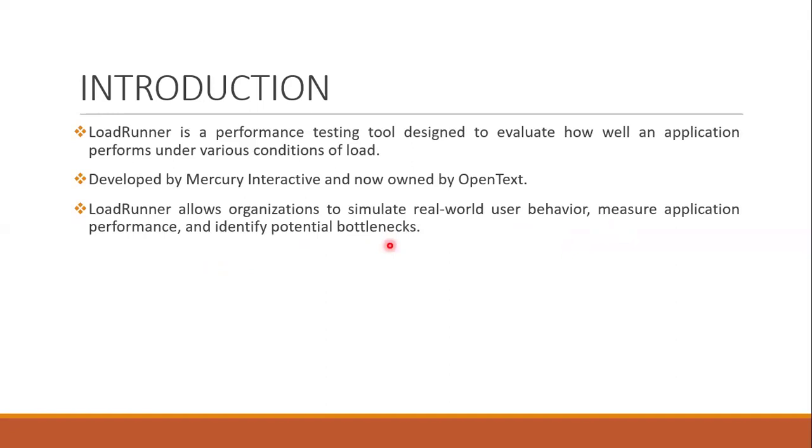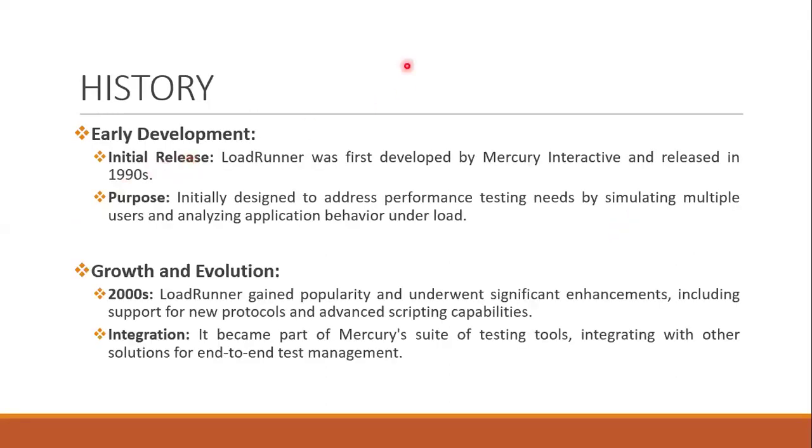Let's try to understand the history of LoadRunner. The first version of LoadRunner was developed by Mercury Interactive and released in the 1990s. The purpose of this tool was to address performance testing needs. In the early 2000s, LoadRunner gained popularity as it underwent significant changes, which included support for new protocols as well as advanced scripting capabilities. Because of this, it became a part of Mercury's suite of testing tools.